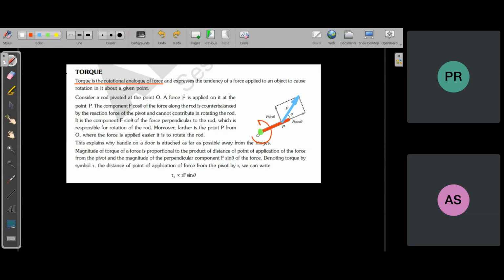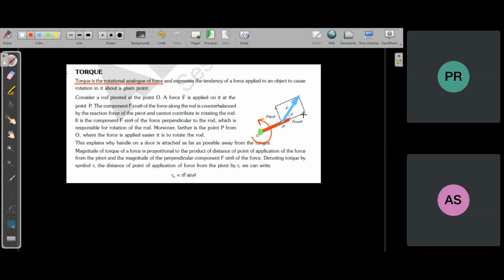Okay. So this force that is acting on the rod is producing a turning effect, a rotational effect. This turning effect produced by the force is what we call torque. So torque is produced because of the force, because torque is the turning effect produced by the force.